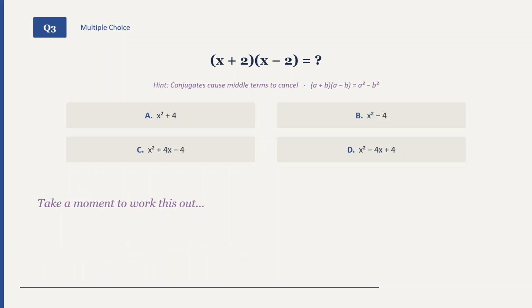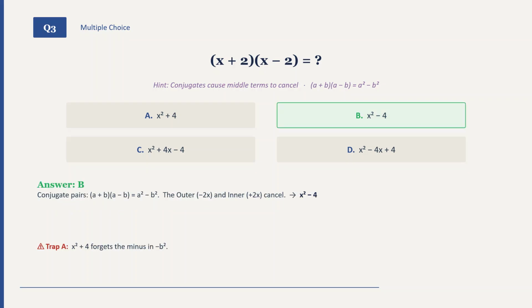Question 3. Expand the quantity x plus 2 times x minus 2. Look at the structure. What special product pattern applies here? The answer is A, x squared minus 4.